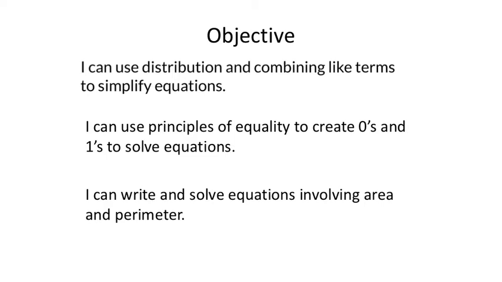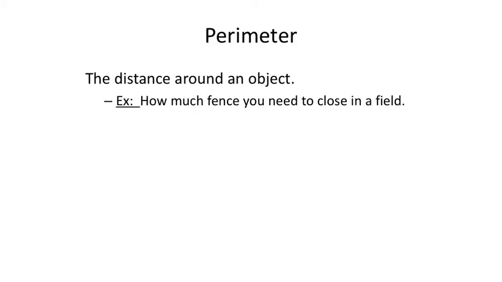Now we need to be able to write and solve equations involving area and perimeter. Some of those will be expressions though, so you'll need to pay attention to your equal sign or if you have one or not. But take a minute and copy these down, please. So perimeter, we see in this one, it's the distance around an object. So it's like asking how much fence you need for a field, and it doesn't really matter what the shape of the field is, it's just the distance around that object.